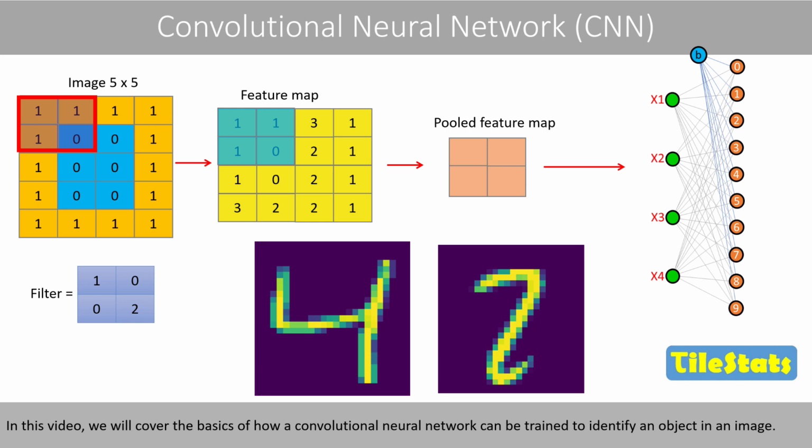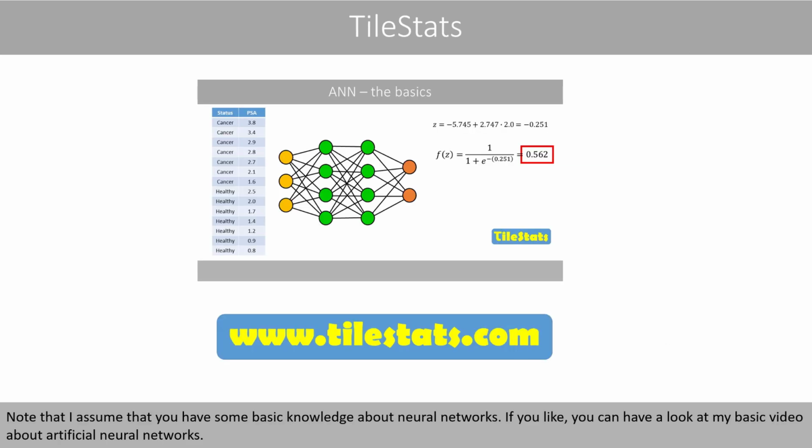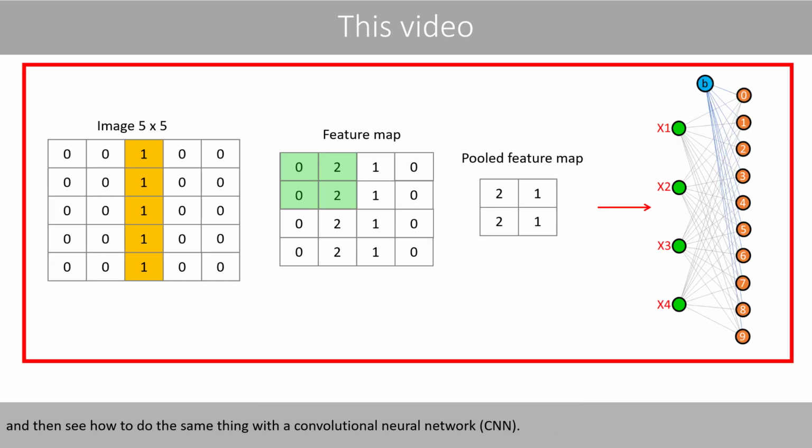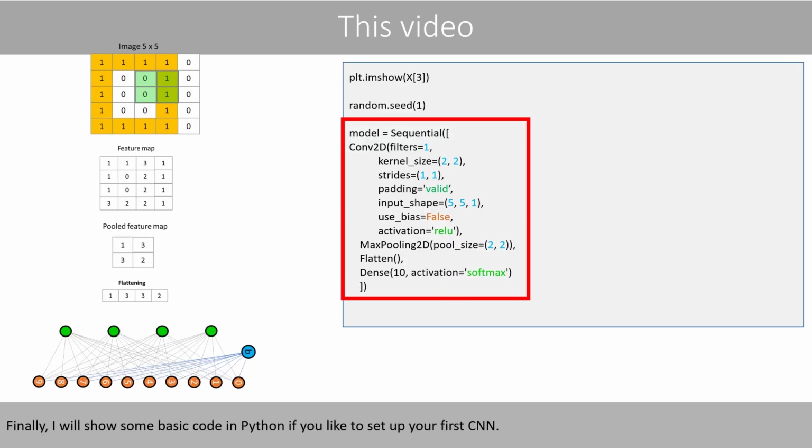In this video, we will cover the basics of how a convolutional neural network can be trained to identify an object in an image. Note that I assume that you have some basic knowledge about neural networks. If you like, you can have a look at my basic video about artificial neural networks. We'll first see how a basic artificial neural network can be used for image classification, and then see how to do the same thing with a convolutional neural network, CNN. Finally, I will show some basic code in Python if you like to set up your first CNN.